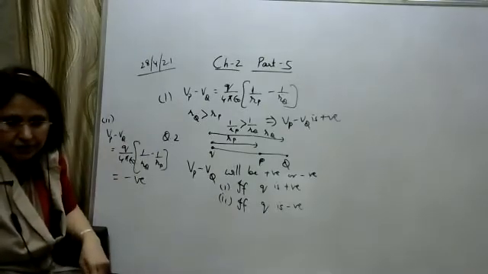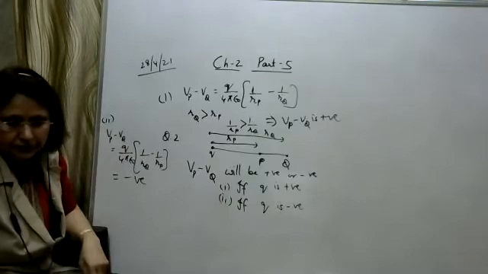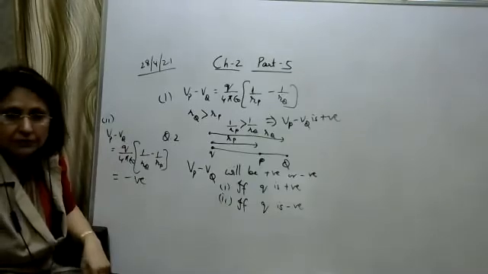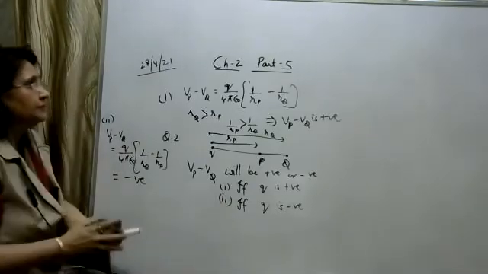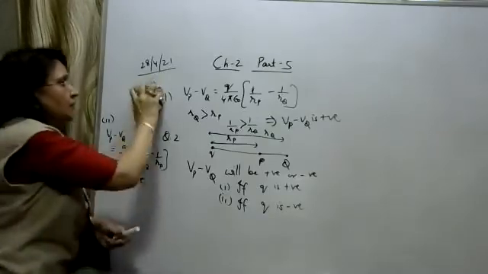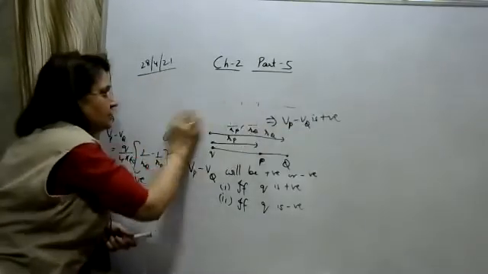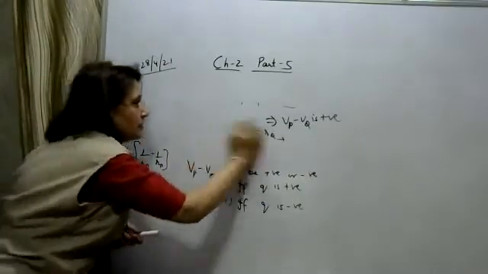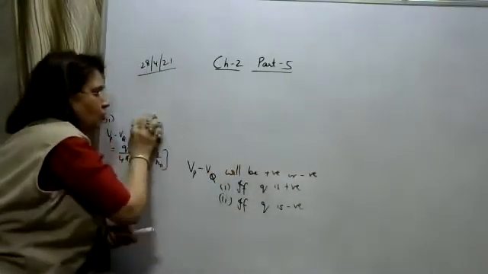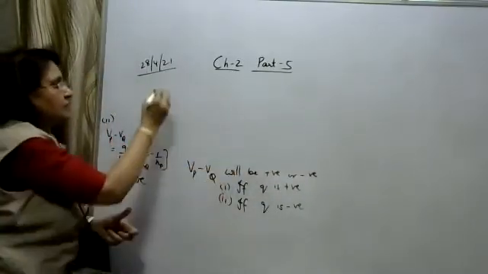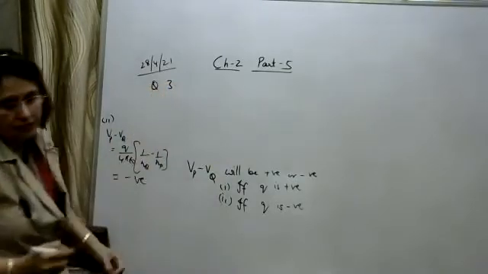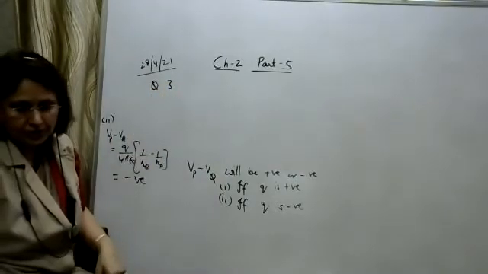Done. Write one more question. Question number 3. 2-point charges, write down, 2-point charges.